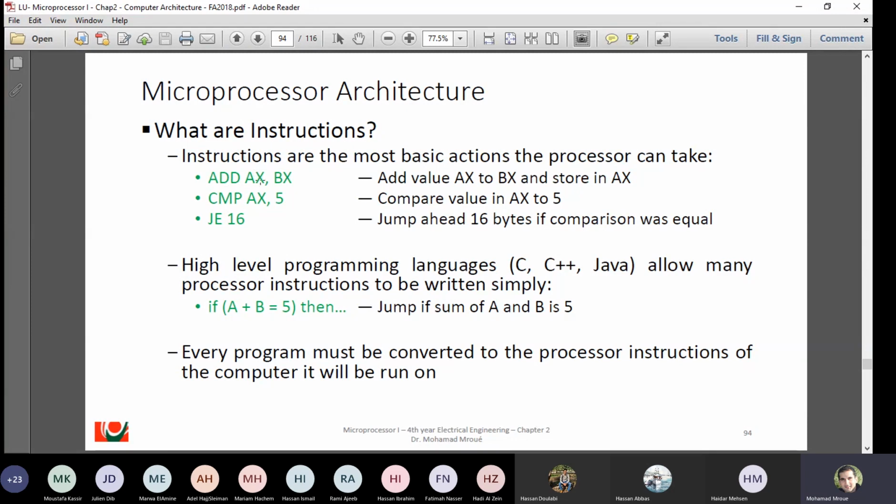So AX, BX are internal registers. So the question is, in this case, with add AX, BX, what will happen? The processor will add the value of AX to BX and store the result in register AX.